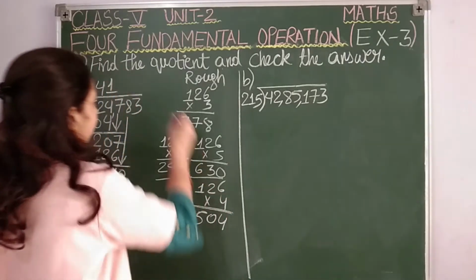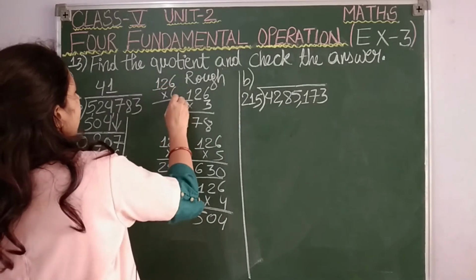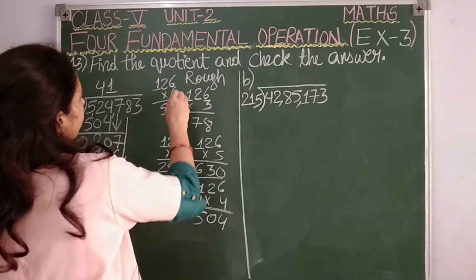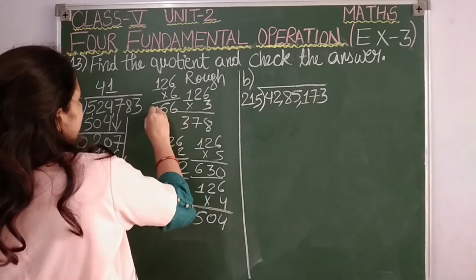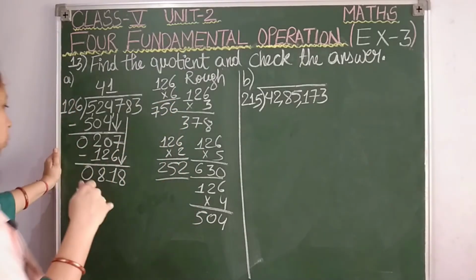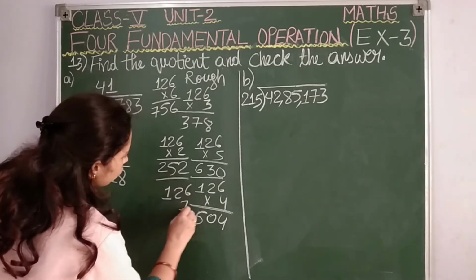Now 126 6s are, let us do. 6 6s are 36, 6 2s are 12, 13, 14, 15, 6 1s are 6, 7. So 756. Let me try with 126 7s also, students.